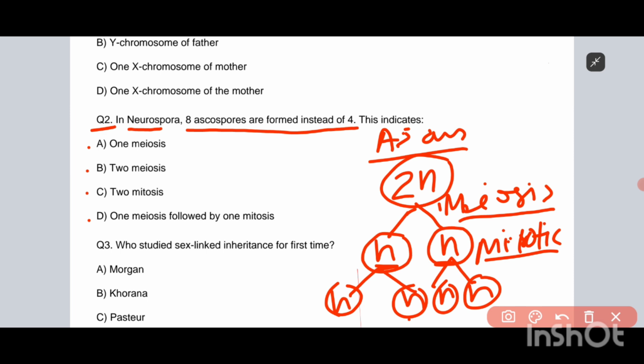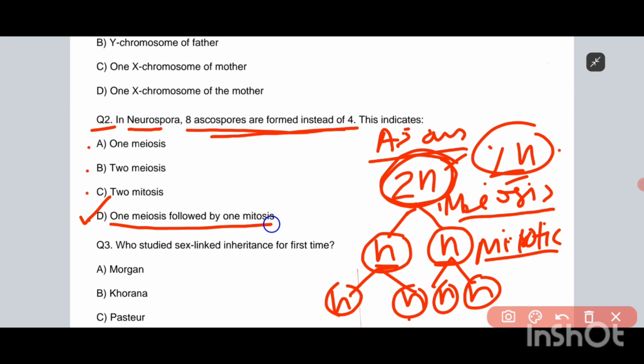ascospores are produced. This 2n or zygotic condition represents the sporophytic stage of Neurospora, and from the zygote, 8 ascospores are produced. So in Neurospora 8 ascospores are formed instead of 4. So option D is the correct answer: 1 meiosis followed by 1 mitosis.